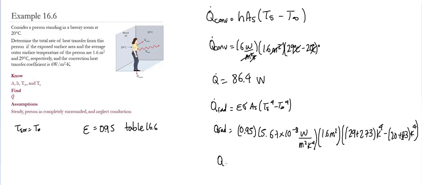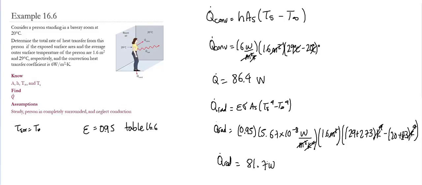So the value that we obtain over here for the heat rate loss of radiation is going to give us 81.7 watts. And we double check the units once again. Meter squared cancels with meter squared. Kelvin to the 4th cancels with Kelvin to the 4th. And that's what we get, watts.